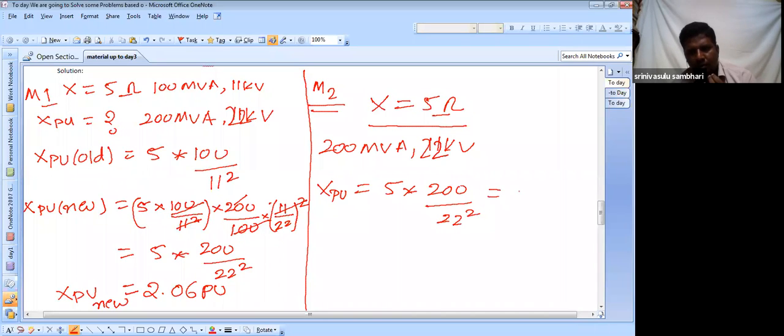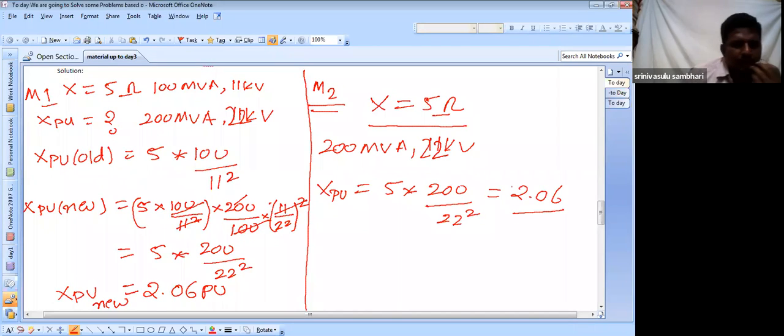22. This is 2.06. Is it clear? No need to again calculate X per unit volt. Both procedures are right, but it takes extra time, again calculating the X per unit volt, and later supplying the X per unit mu.